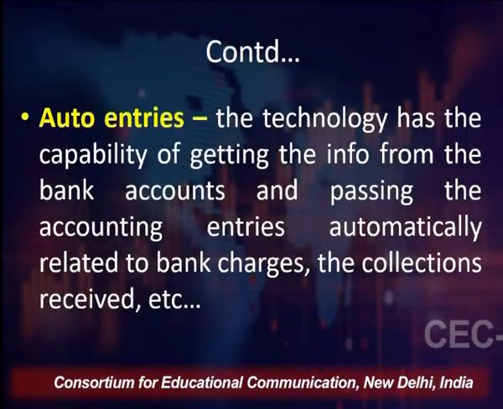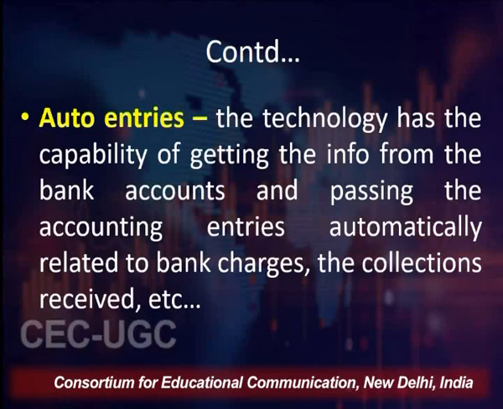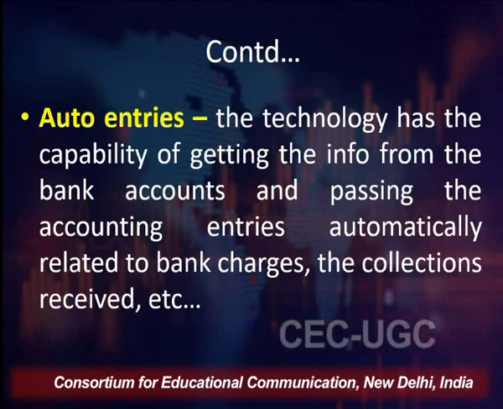Another is automatic entries. The technology has the capability of getting information from the bank accounts and automatically passing specific journal entries related to bank charges and collections received. If a transaction is repetitive in nature, it is just like giving a standing instruction to your banker that every month the payment of my mobile bill should be done. It will be automatically debited from your account, and unless you stop it, the machine will keep doing it on a specific date. Just like your EMI deduction through the electronic clearing system, ECS: you only get validated once from your bank account, and every month on a specific date that amount will be debited from your account and credited to the other bank's account. So there is automatic passing of journal entries in process automation.